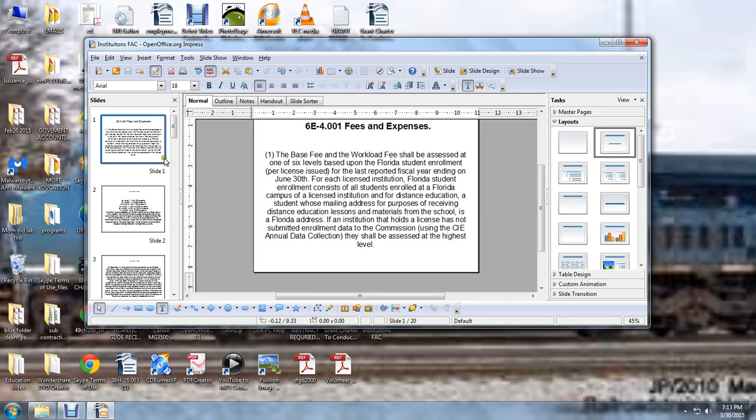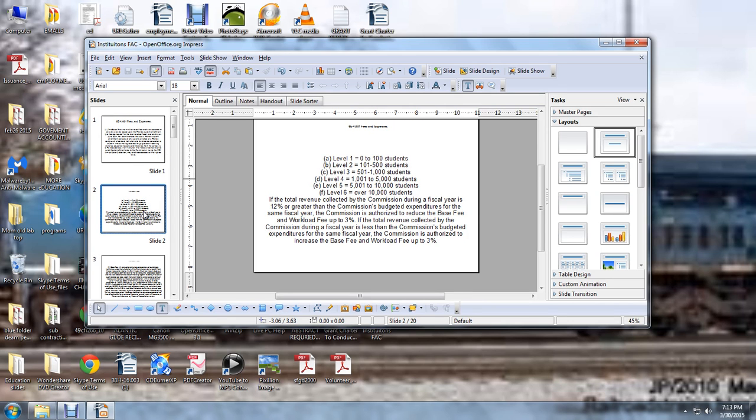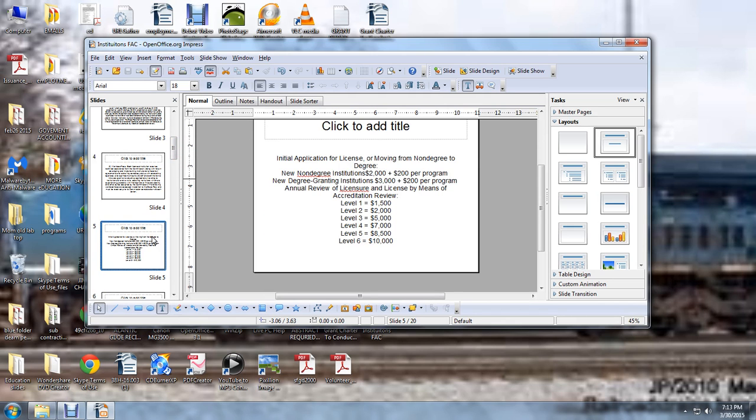One more thing. We're looking at a Level 2, 101 students. Application for license, moving from non-degree to non-degree. It's a non-degree institution. Accreditation review of Level 2: $2,000.